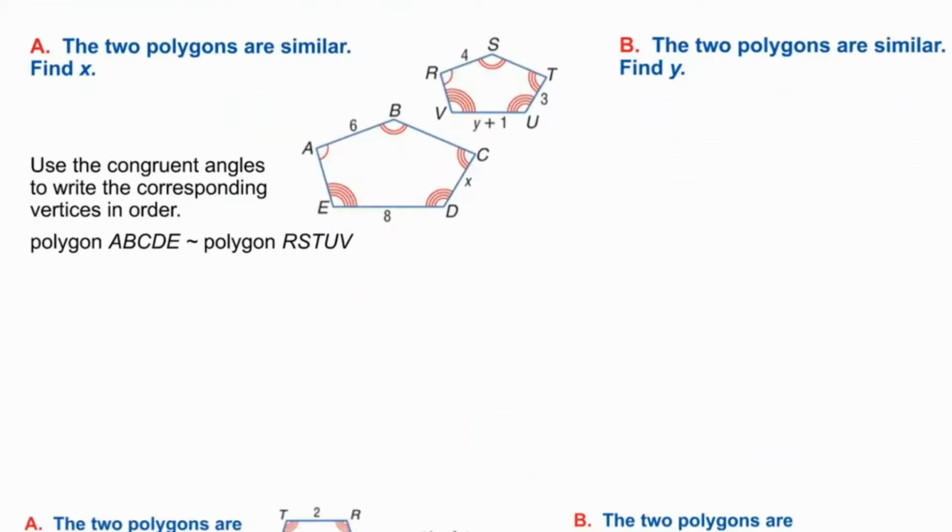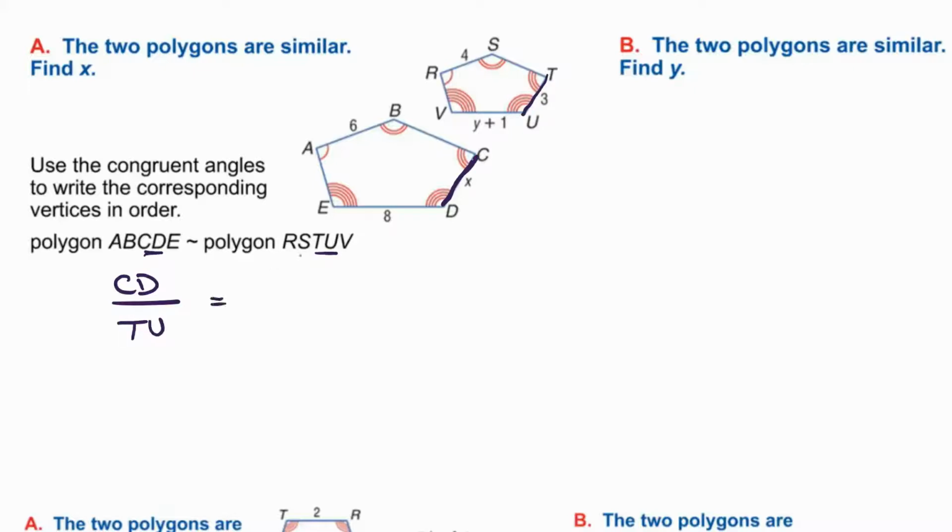We're told that the two polygons, ABCDE is similar to polygon RSTUV, and we're asked to find X. So X is here at CD, and we know that CD corresponds with TU, so this one here.